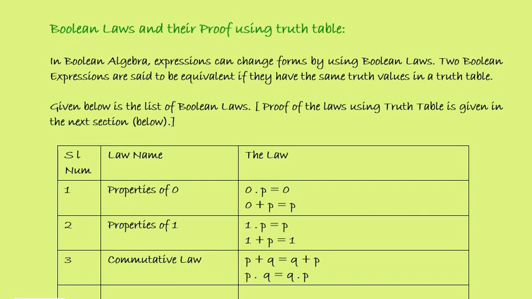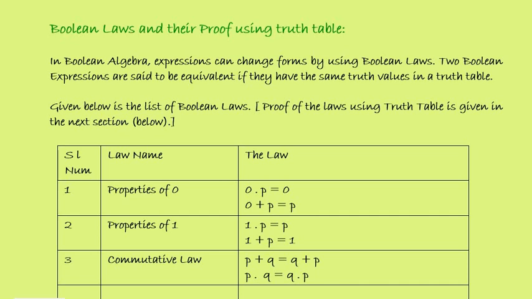The first one is properties of 0. 0 dot a Boolean variable ends in 0 because 0 dot 0 is 0 and 0 dot 1 is 0, and therefore 0 dot anything is 0. 0 plus anything is that thing. That means if 0 is added to 0, you get 0. If 0 is added to 1, then you get 1 and therefore 0 plus anything is that thing. So 0 plus P is equal to P.